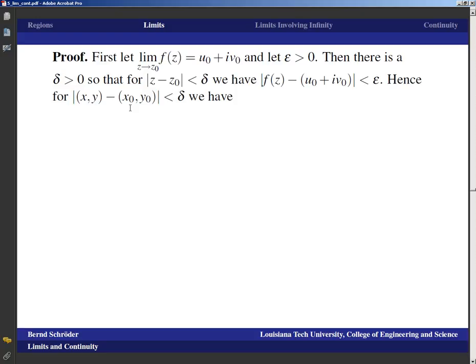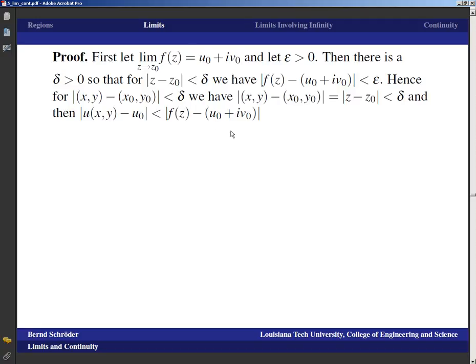Well, hence, for |(x,y) minus (x0,y0)|, remember the difference in the real picture is the same as the difference of the absolute values |z minus z0|. We have, therefore, that |(x,y) minus (x0,y0)| is equal to |z minus z0|, which is smaller than delta. And that means that |u minus u0| is smaller than |f of z minus (u0 plus iv0)|, because this absolute value is greater, since it just attaches the difference of the imaginary parts, also as squares inside the square root. And that was smaller than epsilon by what we were able to assume, right?